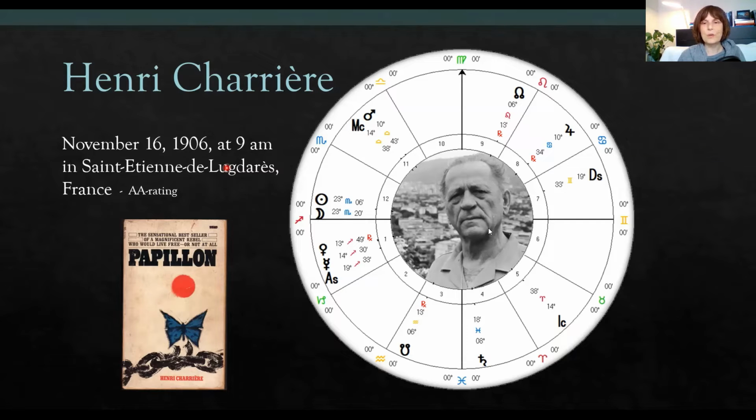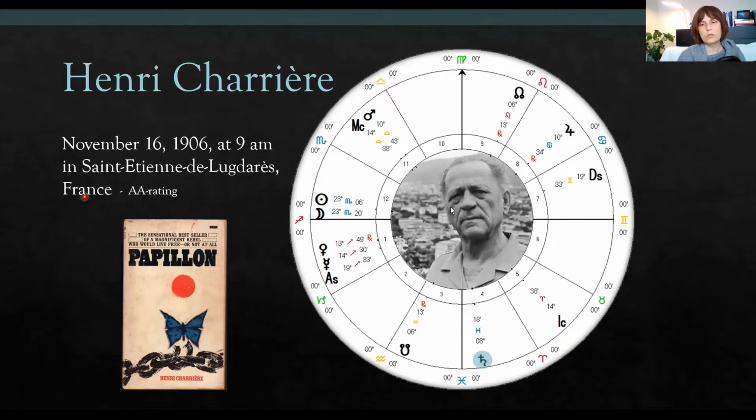So when Henri was only 11 years old, his mother died, and he never really recovered from that. And we can see this in several places in the chart. First, we see the moon as a natural significator of the mother in the 12th house. And the 12th house has to do with loss. And the moon is the ruler of Cancer, and Cancer is in the 8th house of death.